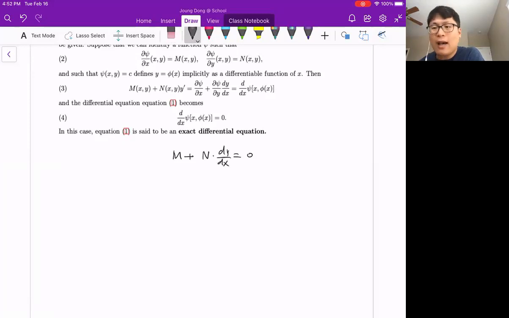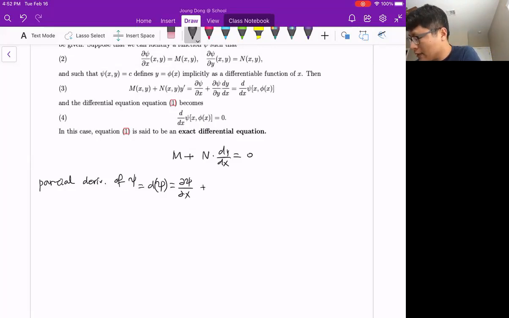I believe you learned about partial derivatives in Calculus 3, right? So let's take the partial derivative of psi. We denote it by dψ, which is equal to ∂ψ/∂x, because we assume psi is a function of x and y, plus, actually there is dx over dx as well. dx over dx equals 1, so we don't have to write the 1. And the next one is ∂ψ/∂y times dy/dx.